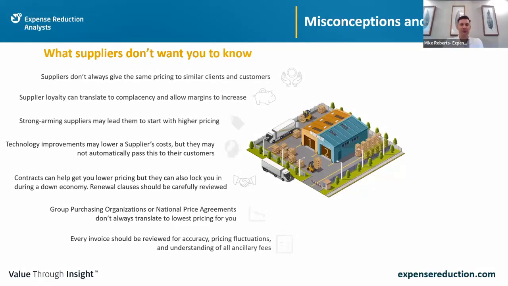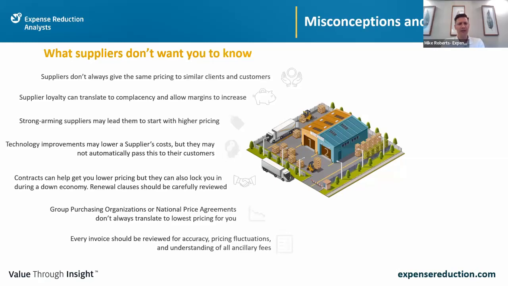And then, so what do suppliers not want you to know? These are really things that we have found to be true over many years, that may be a little bit counterintuitive to what you would think. So suppliers don't always give the same pricing to similar clients and customers, sometimes for a variety of factors. A similar client or a similar profile may have a vastly different cost profile just because they can, right? So that's something that you may not think of.